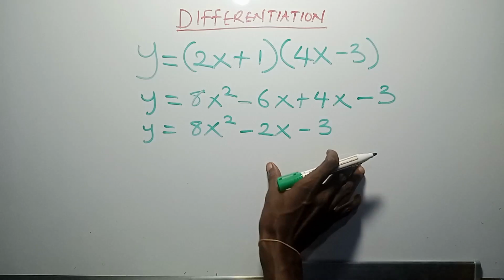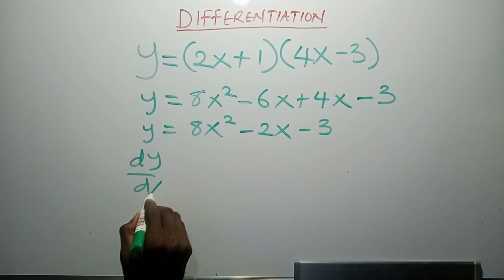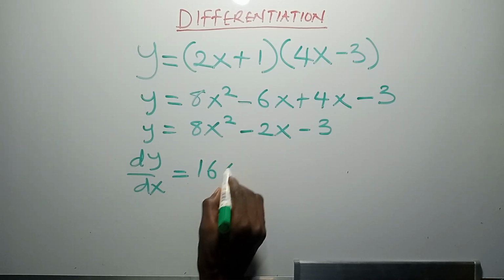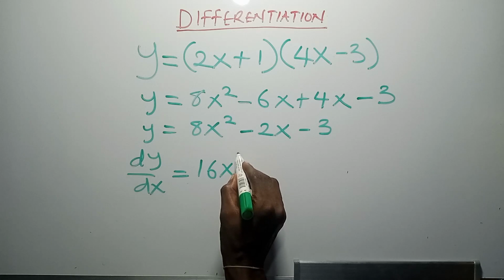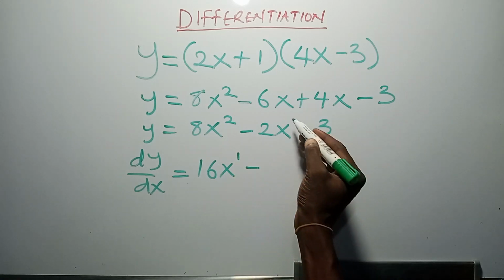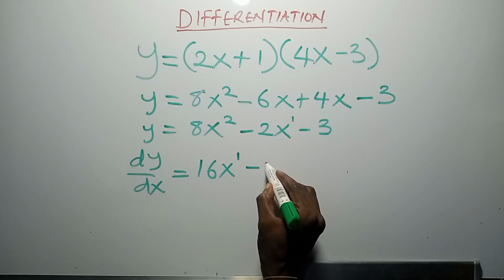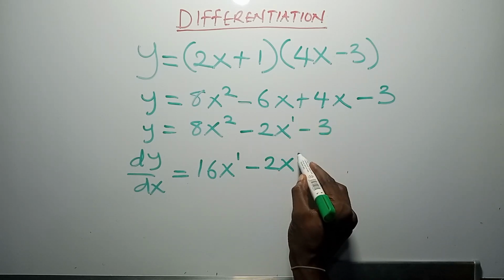Now we can now differentiate. So we get dy/dx is equal to 2 times 8 gives us 16. And if we remove 1 from this power here, we'll be left with 1, minus, there is an invisible 1 here, remember? So 1 times 2 here gives us 2. When we remove 1 from this, we get 0.